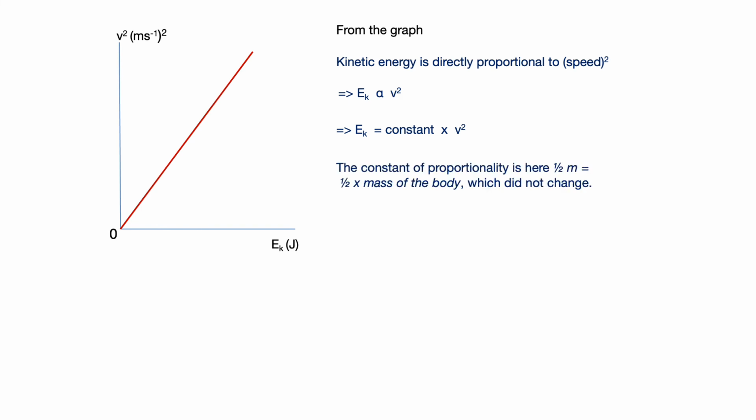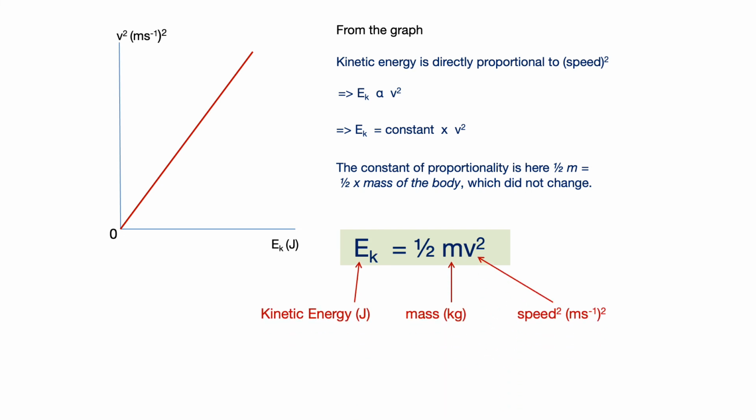And when we do experiments, we find that the constant turns out to be half the mass of the body, in this case the car, a half m. That's the thing that didn't change, it's a constant. So having discovered the constant is a half m, when we insert that into our equation, we get that the kinetic energy is a half m v squared. This is a very important equation. You will use it quite a lot in mechanics, and it's on the equation list.